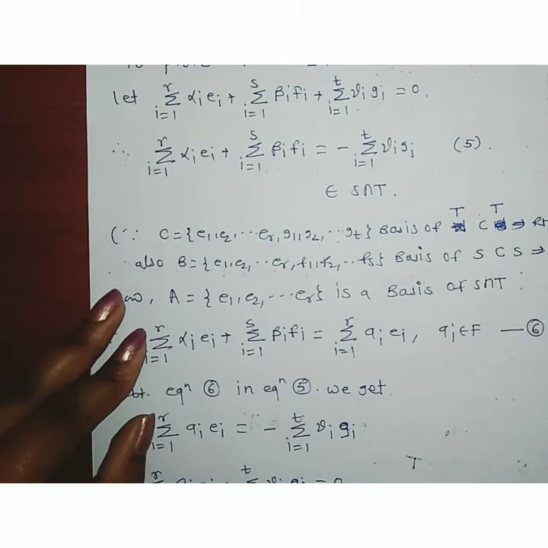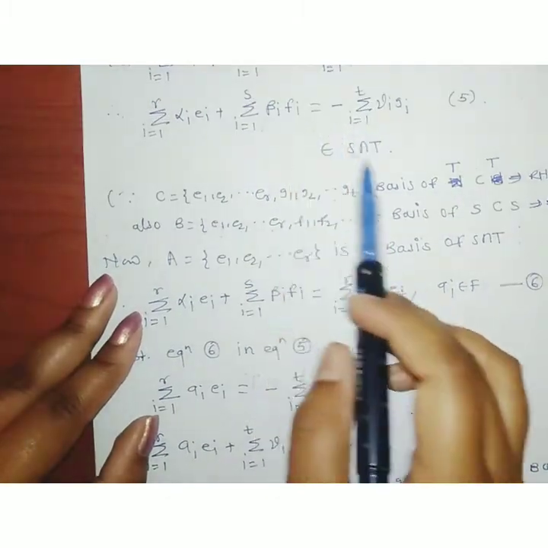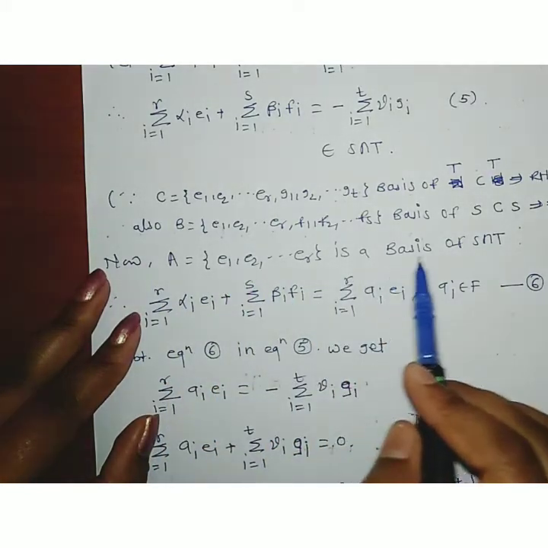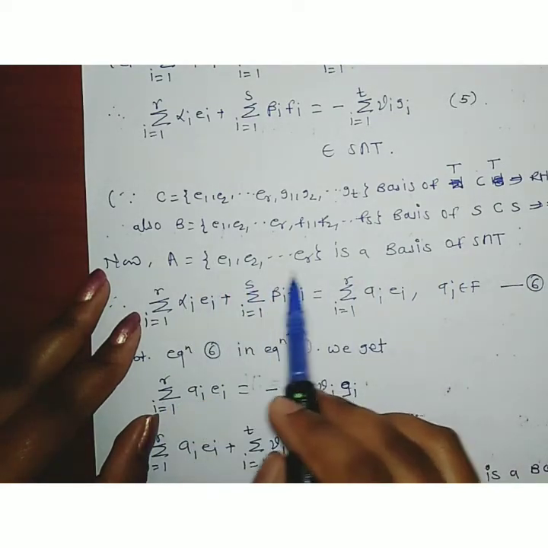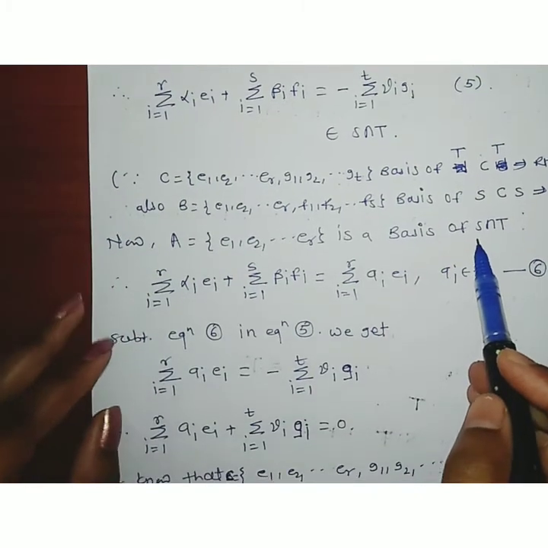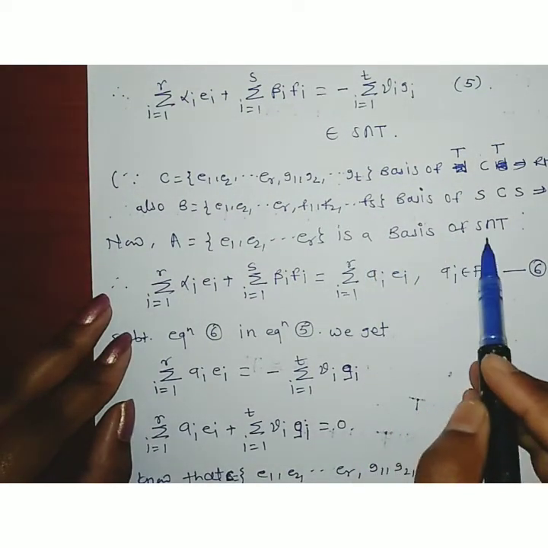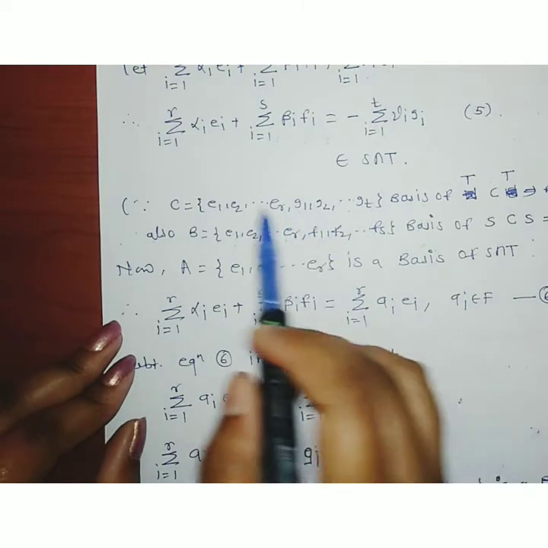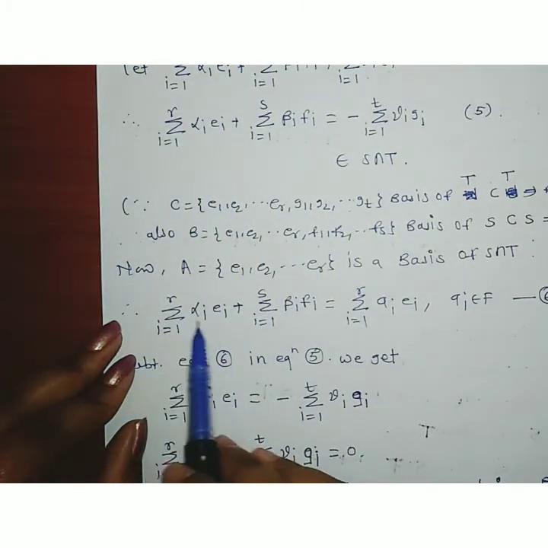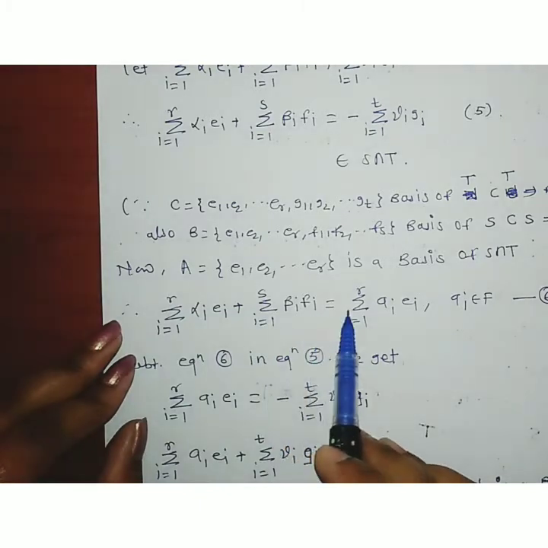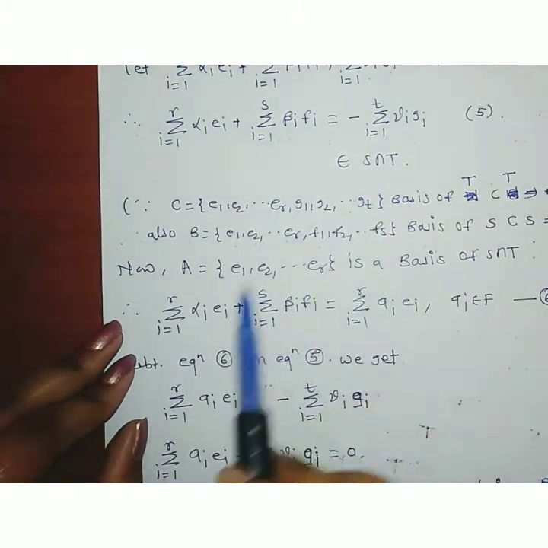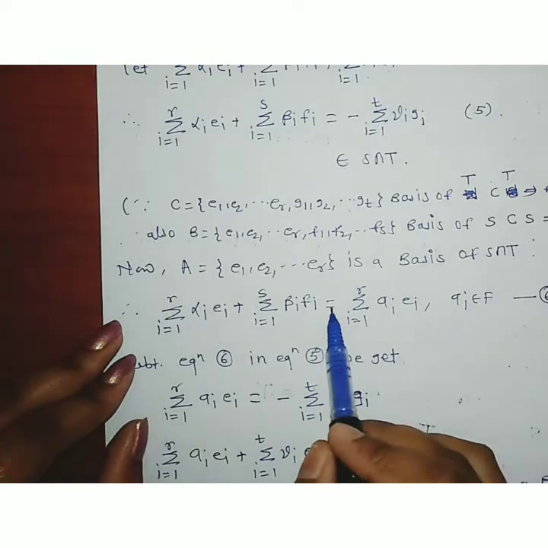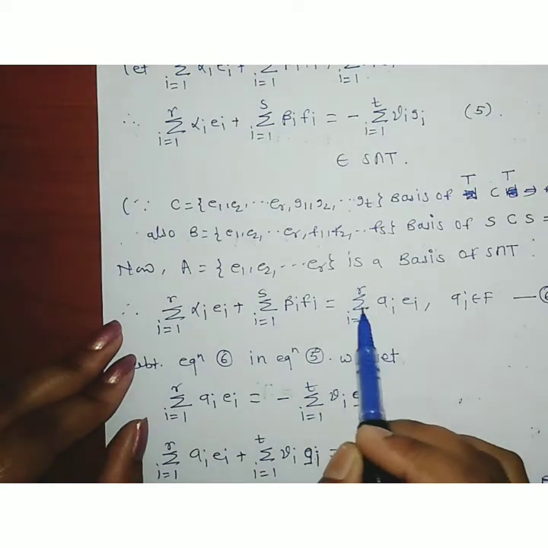S intersection T. Now, as this whole term belongs to S intersection T, but we know that A, the set e1, e2, ..., er, is a basis of S intersection T, this can be written as the summation of alpha i ei plus the summation of beta i fi, which, as this term belongs to S intersection T and this is the basis for S intersection T, implies that this term can be of the form summation i running from 1 to r of ai times ei.